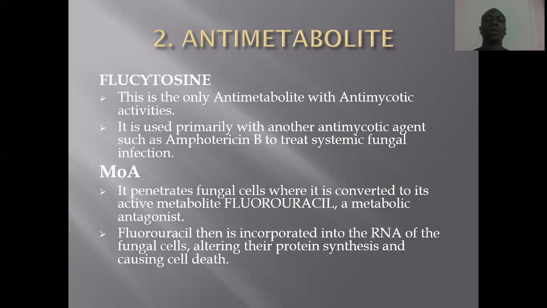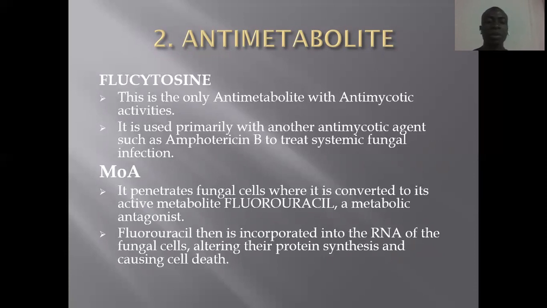in the first category. The second category is the antimetabolites. We are going to look at flucytosine. This drug is an antimetabolite used for antifungal activity, used primarily with another antifungal agent such as amphotericin B to treat systemic fungal infection. So use this drug with another antifungal drug.